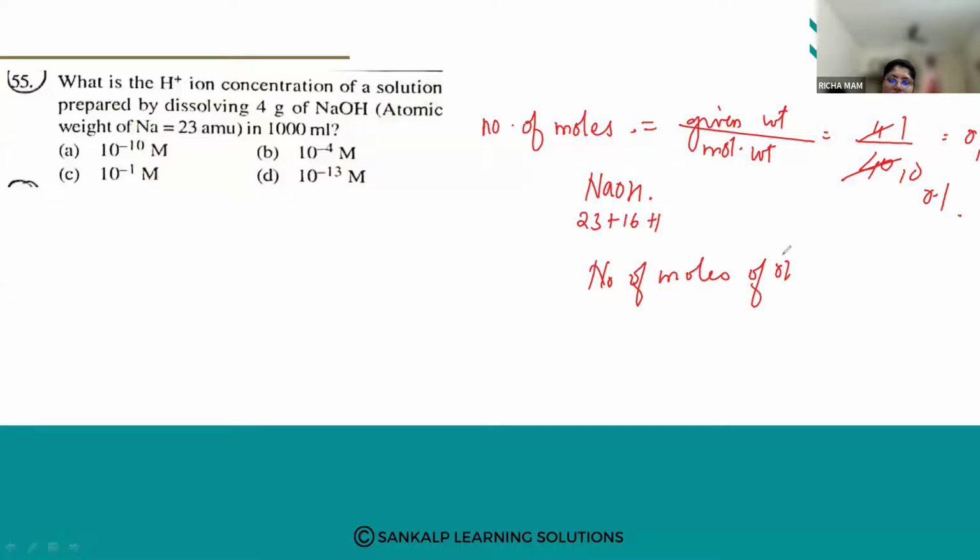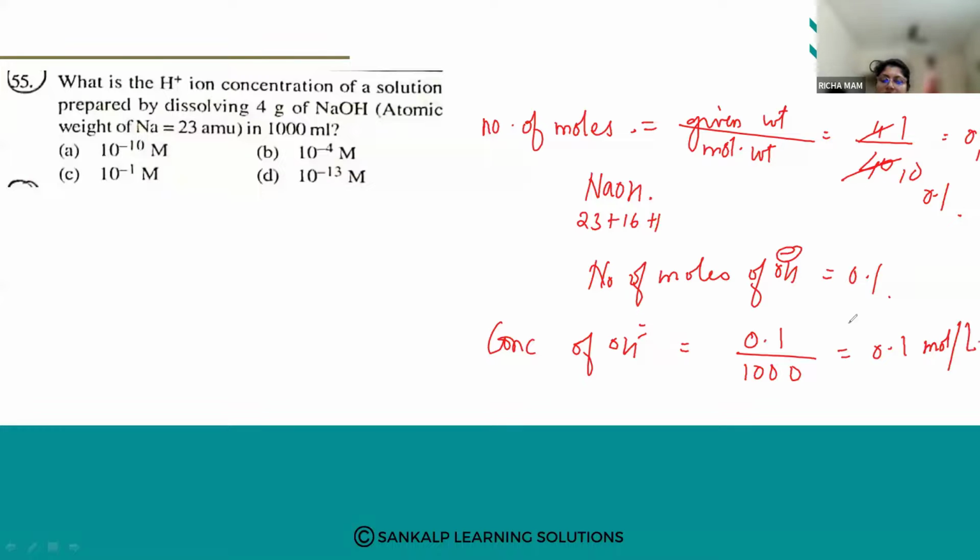of OH minus is 0.1. So concentration of OH minus is what? Number of moles of solute upon volume of solution, that is 0.1 by 1 liter. That is how much? 0.1 mole per liter.